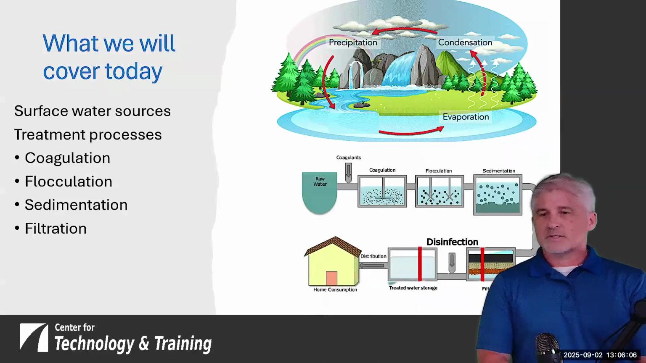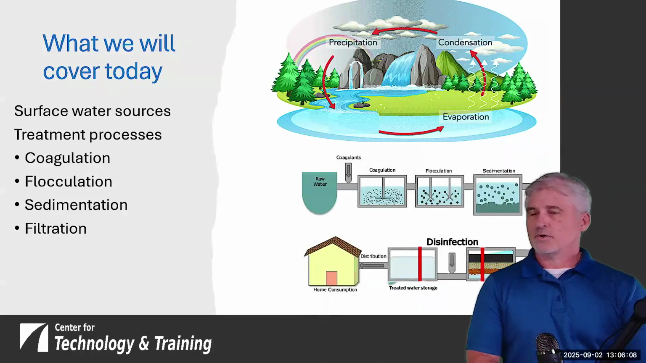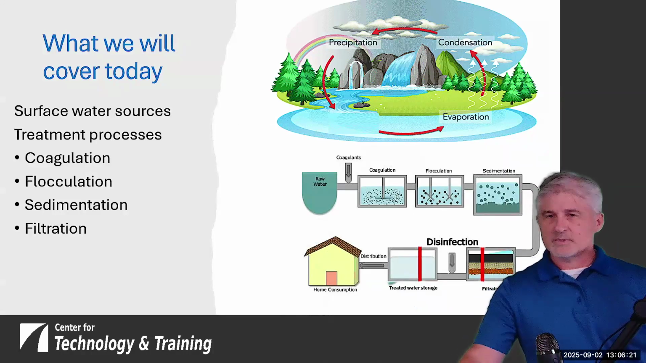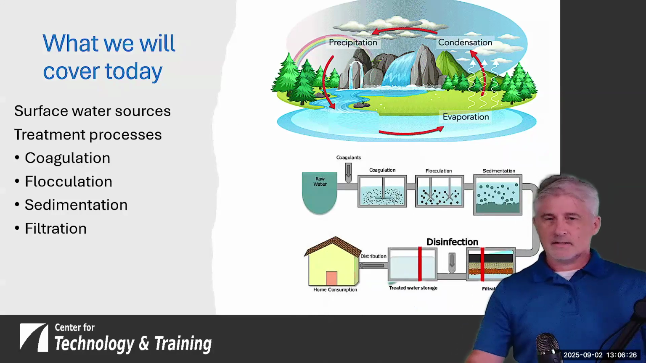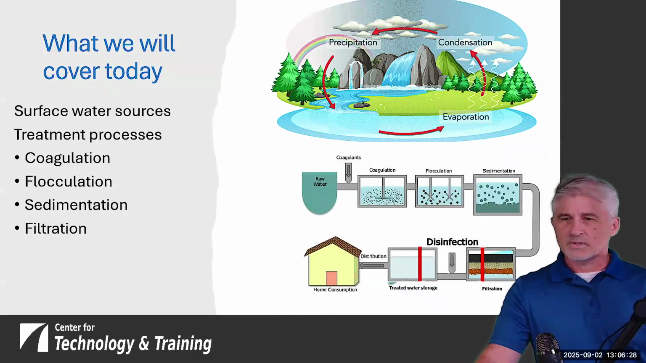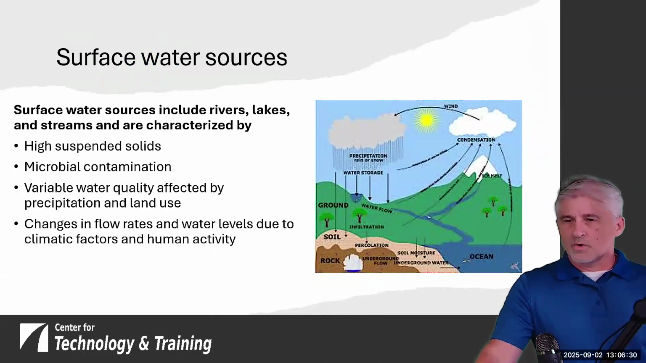So what are we going to cover today? I'll be covering surface water sources, some different information about surface water. After my presentation, Greg will cover the treatment processes: coagulation, flocculation, sedimentation, filtration. So Greg has the bulk of the training today. So let's move on. What are surface water sources? Surface water sources are lakes, rivers, streams.